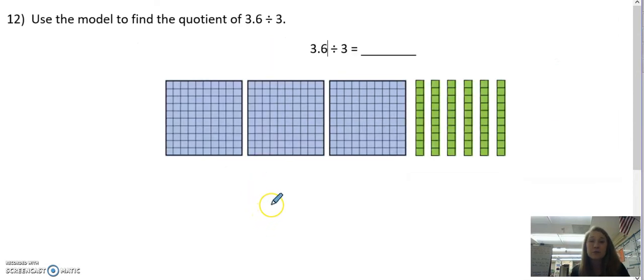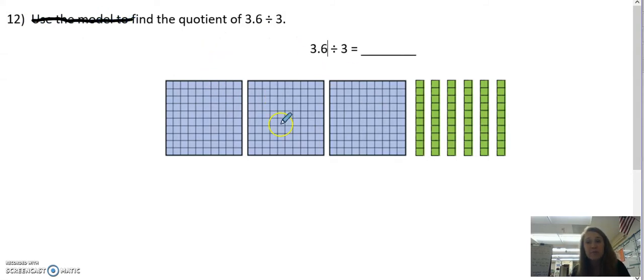Number 12 was also one that we had to fix. We forgot to change down here to 3 6/10. So make sure that you do that before solving the problem. All right, the problem says to use the model to find the quotient of 3 6/10 divided by 3. Again, if you don't like models, you don't have to use them, but you do have to find the quotient.